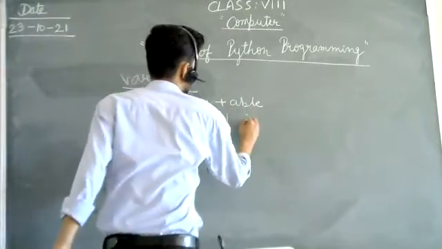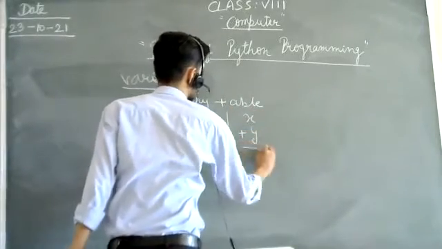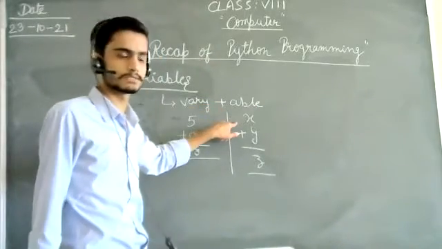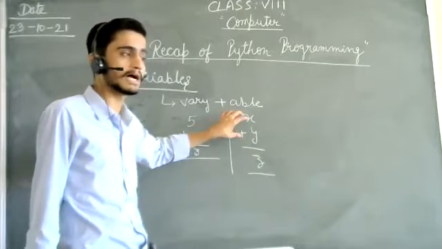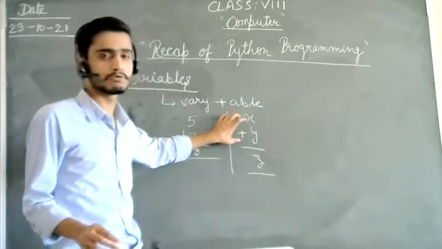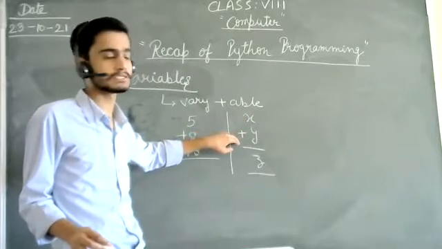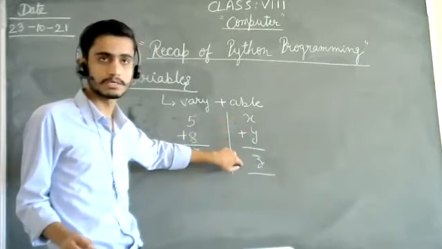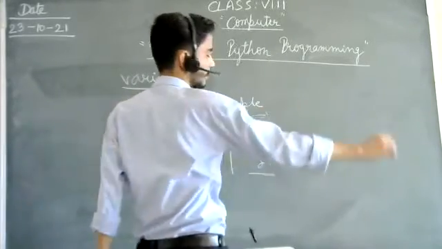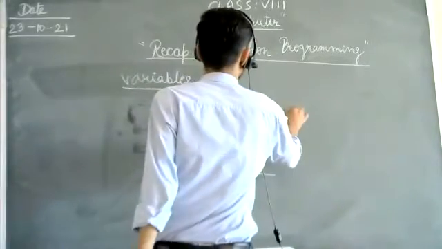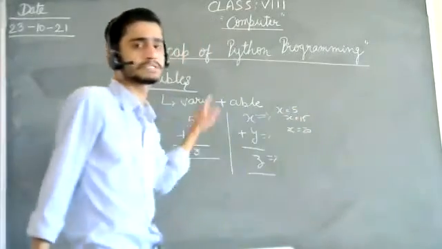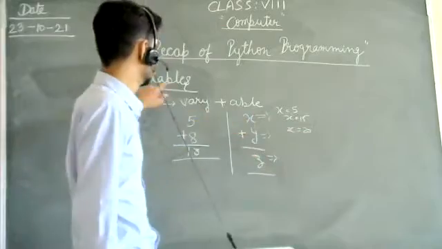But suppose I write x plus y is equal to z. That means we don't know the value of x, we don't know the value of y, and we don't know the output. But whatever the numbers are, they will be added. Why am I saying this? Because these are my variables, which can change their value according to the need. x may be 5 sometimes, 15 or 20 at other times. It's not fixed. That's why they are known as variables.